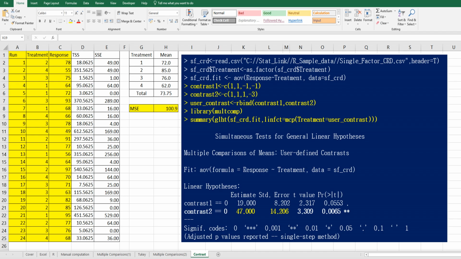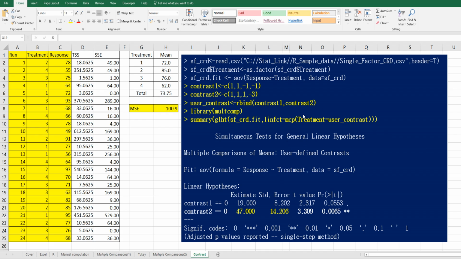In this video, I want to share how to do contrast analysis from ANOVA. A contrast is a linear combination of variables whose coefficients add up to 0, allowing comparison of different treatments.